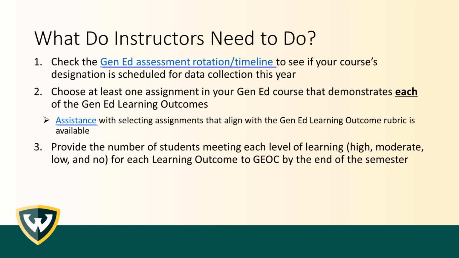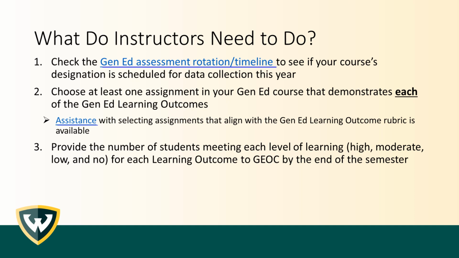For example, in academic year 2019 to 2020, assessment data will be collected in the fall and winter semesters for all courses designated as Diversity, Equity, and Inclusion, DEI, Social Inquiry, SI, and Quantitative Experience, QE. A timeline for Gen Ed assessment is available on the General Education Program website.